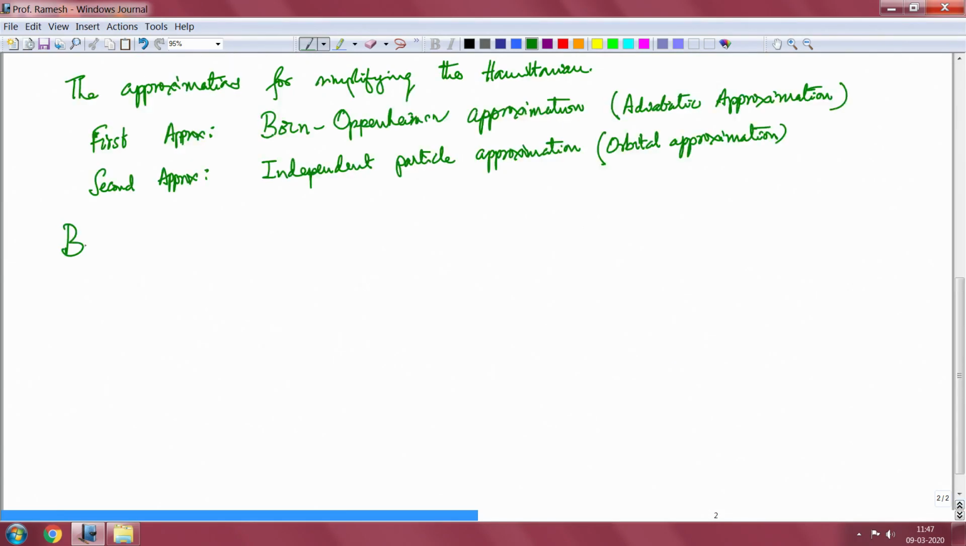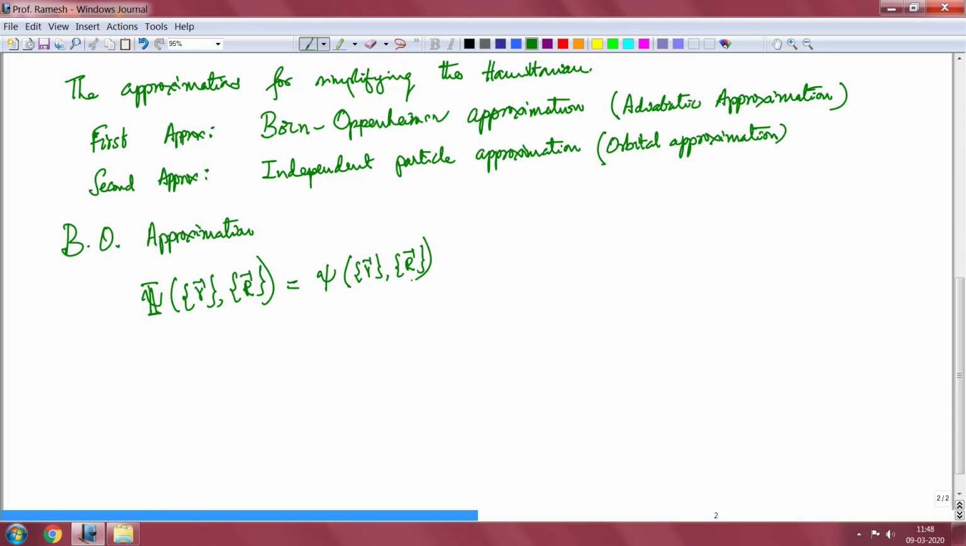In the BO approximation, we assume that the total wave function, which I wrote as psi of r, R can actually be written as a product of two terms. So, one is the psi of the electronic part and dependent on the nuclear part, and I will tell you how it is going to be dependent on the nuclear part as we go along, and then multiplied by the nuclear wave function, which is just dependent upon the nuclear coordinates chi of R.